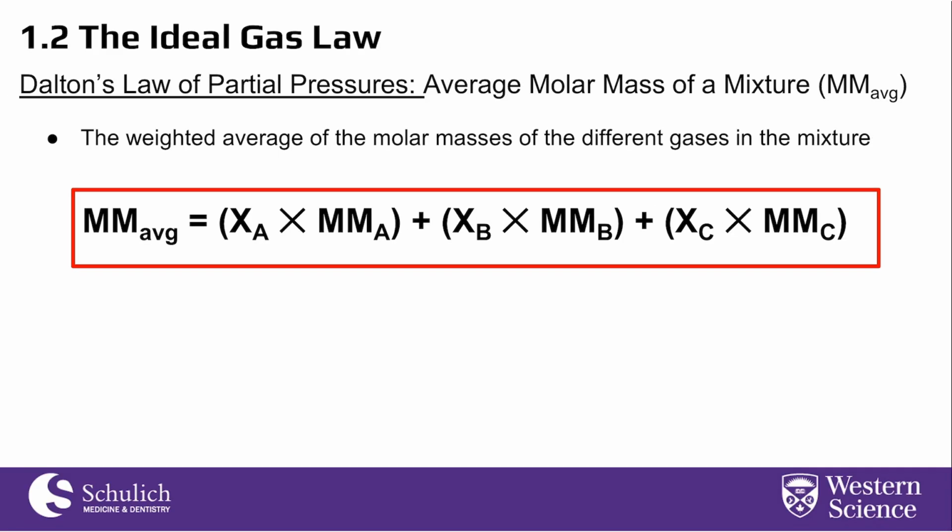So this law also covers average molar mass of a mixture. And so this is the weighted average of the molar masses of the different gases in the mixture. So this is going to be the mole fraction times the molar mass of that one gas component. And so when you use this equation, you can find the molar mass average of the whole gas mixture.